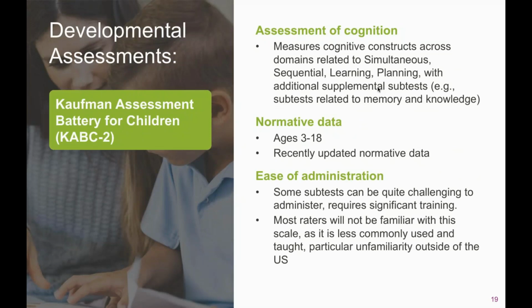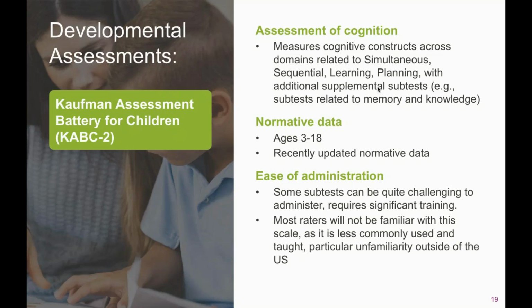So the next assessment I wanted to touch on was the KABC, the Kaufman Battery. So this is another measure of cognition, and it measures cognitive constructs across different domains. So they're called simultaneous, sequential, learning, and planning. So it's structured differently than the Wechsler scales. It does have normative data from 3 to 18, and it was recently updated.